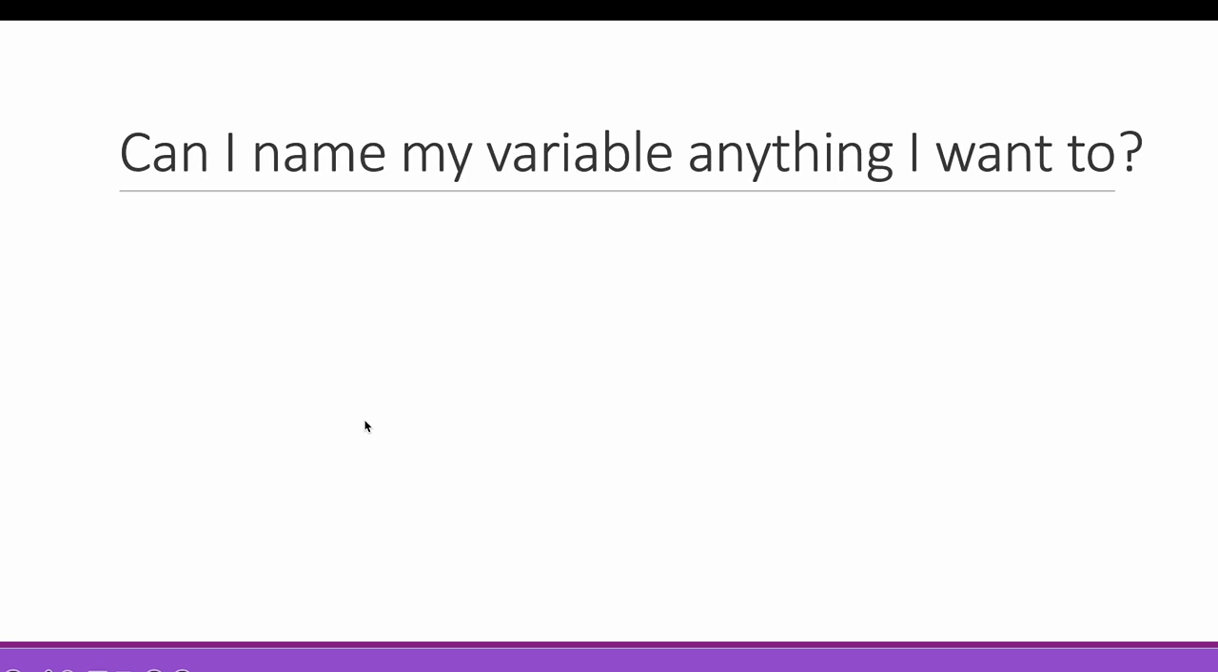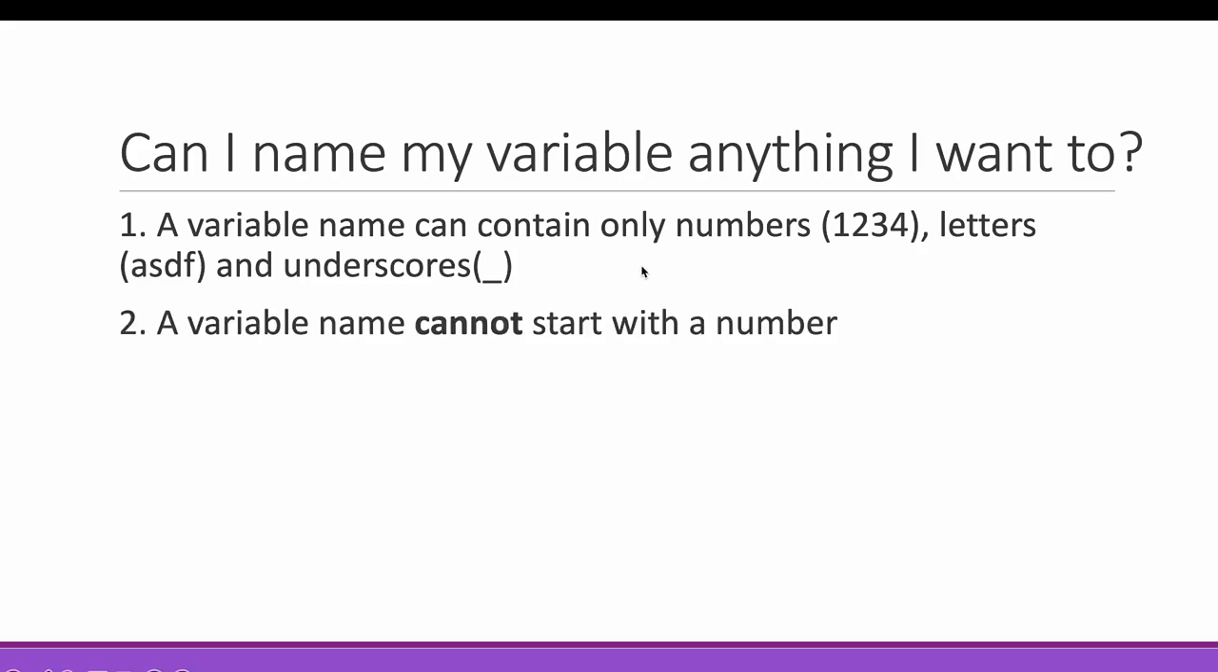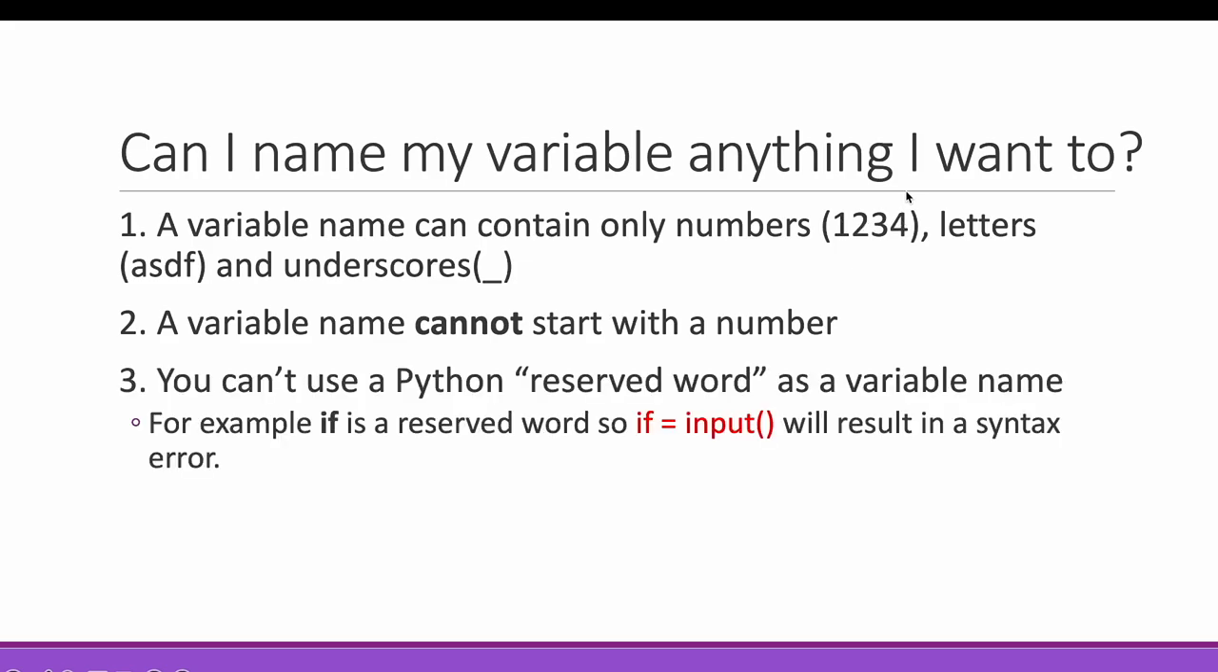but those are the variables in this code. Now, naming conventions for variables. So in Python, there are certain rules that dictate what name you can give your variable. So it can only contain numbers, letters, and underscores. That means it cannot have spaces in it, it can't have any special characters, just numbers, letters, and underscores. But it cannot start with a number. So we'll look at some examples.